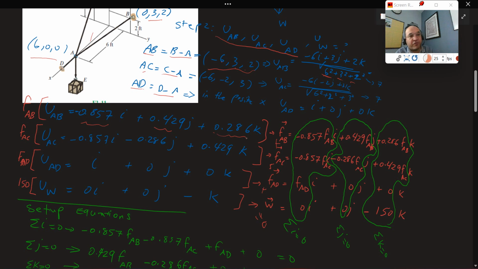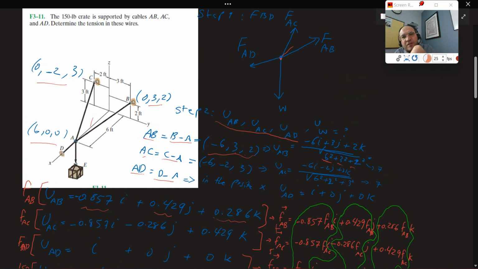But I know the weight of the crate is 150 pounds. So what I'm going to do, I'm going to put them together. But remember, the direction of the weight is downward. In this case, the direction is downward. It simply is minus K. That's where the direction of the weight is.